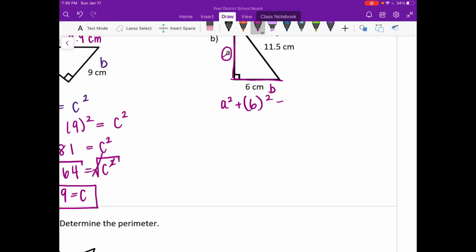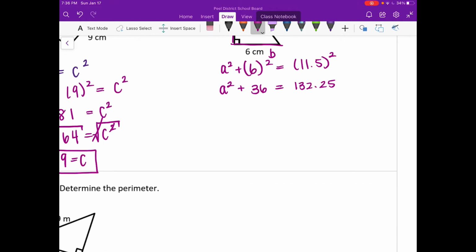Squared equals my C squared, which is 11.5 squared. Let's start solving. A squared plus 6 squared is just 36, equals 11.5. If we square that, it's going to be 132.25. Now, I want to get the A squared by itself.